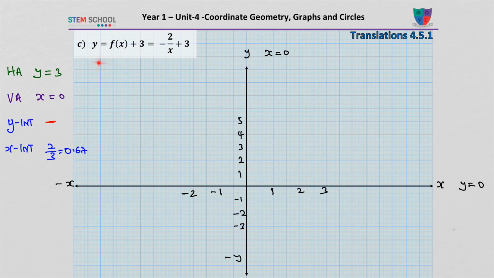C part, where f of x plus 3 is minus 2 over x plus 3. In this case, the horizontal asymptote is y equal to 3 and the vertical asymptote is x equals 0. So if I draw the vertical asymptote first, x equals 0, so that's the y-axis. And the horizontal asymptote is y equals 3.